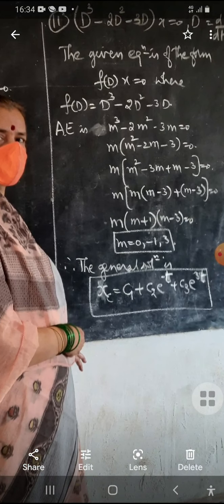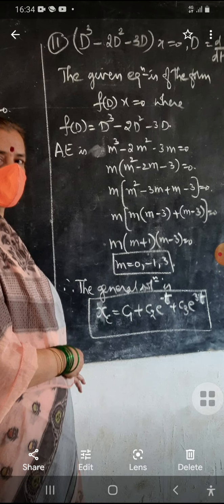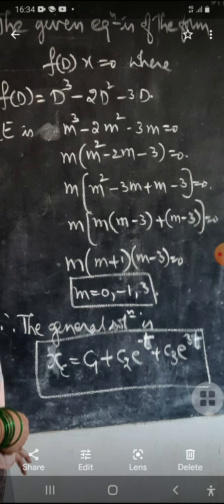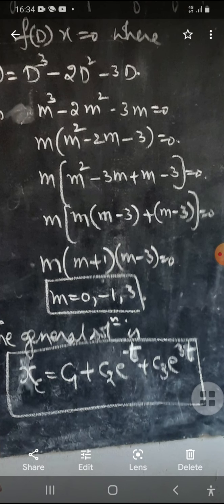Next we are having problem number 11. D cube minus 2D square minus 3D x equal to 0 and D equal to d by dt. The given equation is of the form f(D) x equal to 0, where f(D) equal to D cube minus 2D square minus 3D, and the auxiliary equation is m cube minus 2m square minus 3m equal to 0. Therefore m into m square minus 2m minus 3 equal to 0. That can be written as m into m square minus 3m plus m minus 3 equal to 0. That is m into, open the bracket, m into m minus 3 plus m minus 3 equal to 0. So m into m plus 1 into m minus 3 equal to 0. Therefore m equal to 0, minus 1, 3.